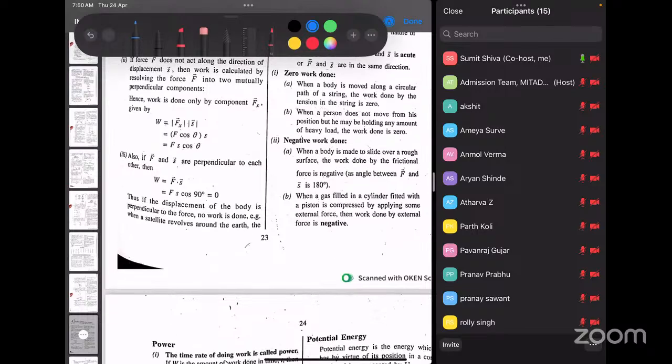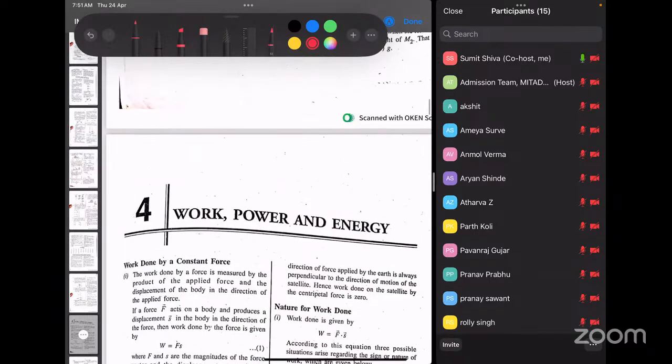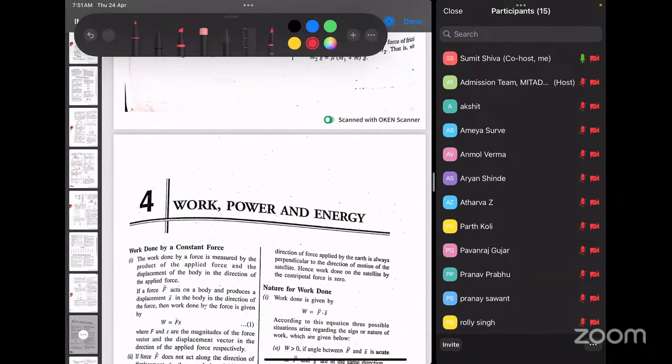Third case will be of negative work done. In that case, the angle between the force and displacement, given by theta, will be greater than 90 degree but less than or equal to 180 degree. In that case, work done will be negative, and negative work done is again given in the last example, in which we calculated work done by the friction force. So work done by the friction force in that example is an example of negative work done.